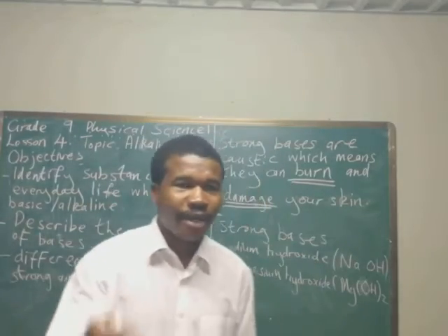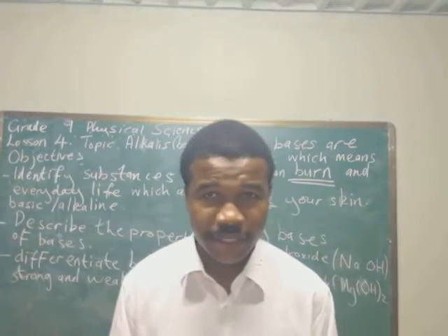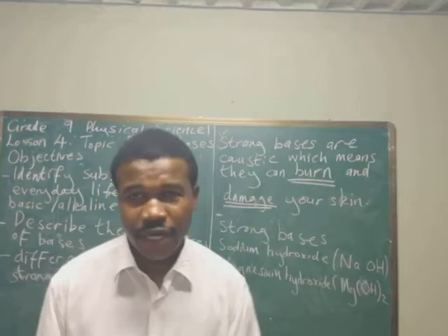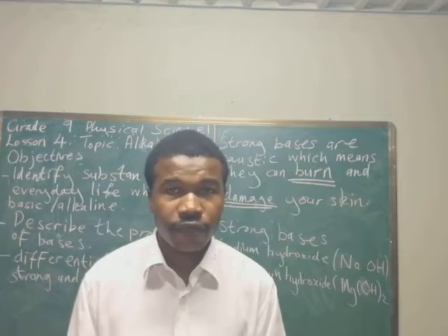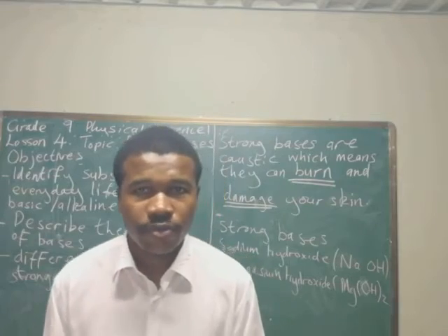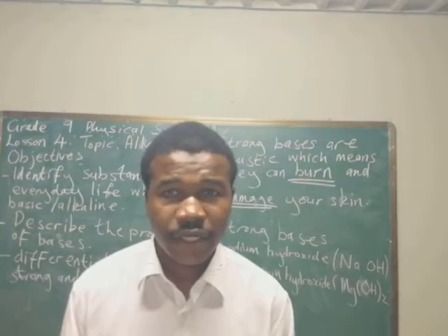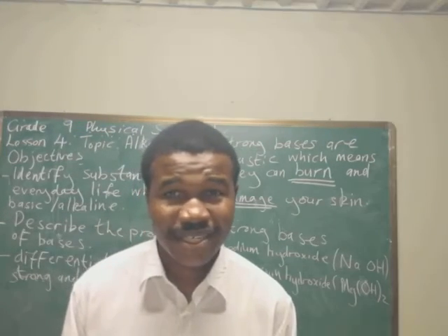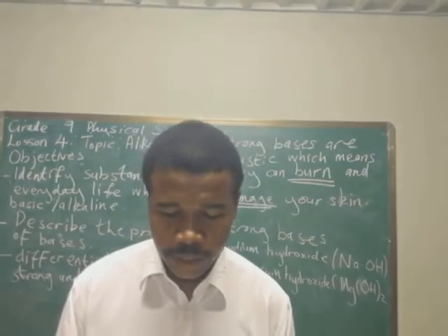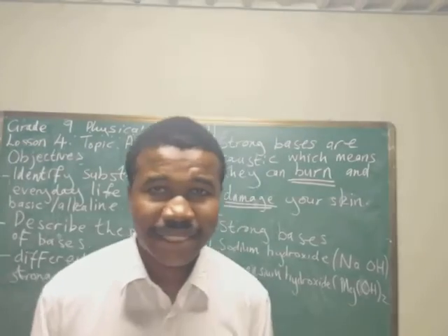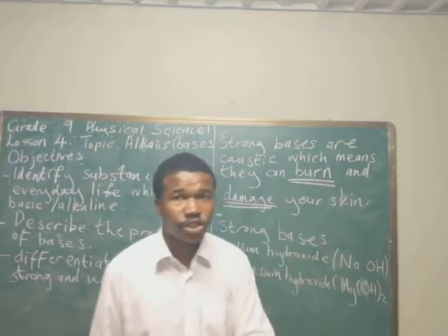Welcome back, guys. I hope you were able to look at the properties of bases. I have tried to write some of them there for you to try and explain these properties of strong bases. It says on the board, strong bases are caustic. Remember the word corrosive? Then we have the word caustic. It means that they can burn and damage the skin. That is why I underlined the words burn and damage your skin.